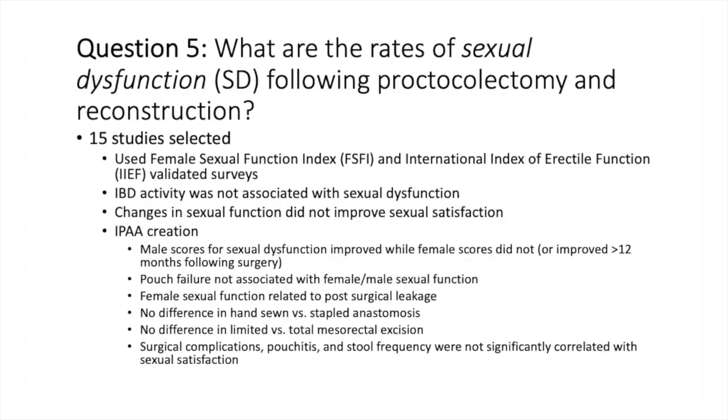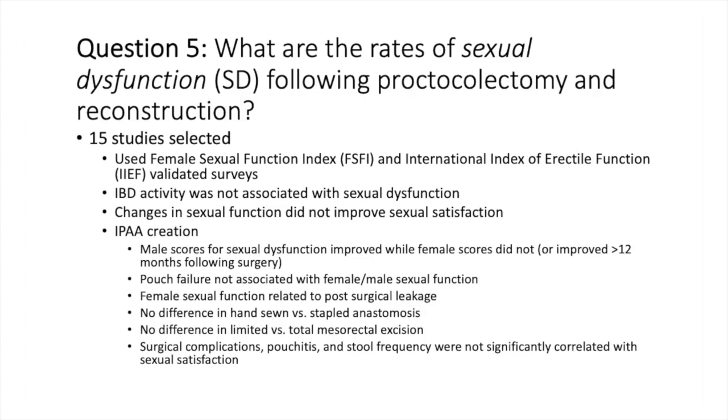Specifically looking at the rates of sexual dysfunction following proctocolectomy and reconstruction, sexual dysfunction in inflammatory bowel disease and ulcerative colitis encompasses a multifactorial etiology, namely abdominal pelvic reconstructive surgery, disease activity, hormonal changes, age-related factors, and medication effects. The majority of studies used validated surveys to measure sexual dysfunction in males and females with ulcerative colitis and a surgical history, including the International Index of Erectile Dysfunction, and the next one was the Female Sexual Function Index, or FSFI.